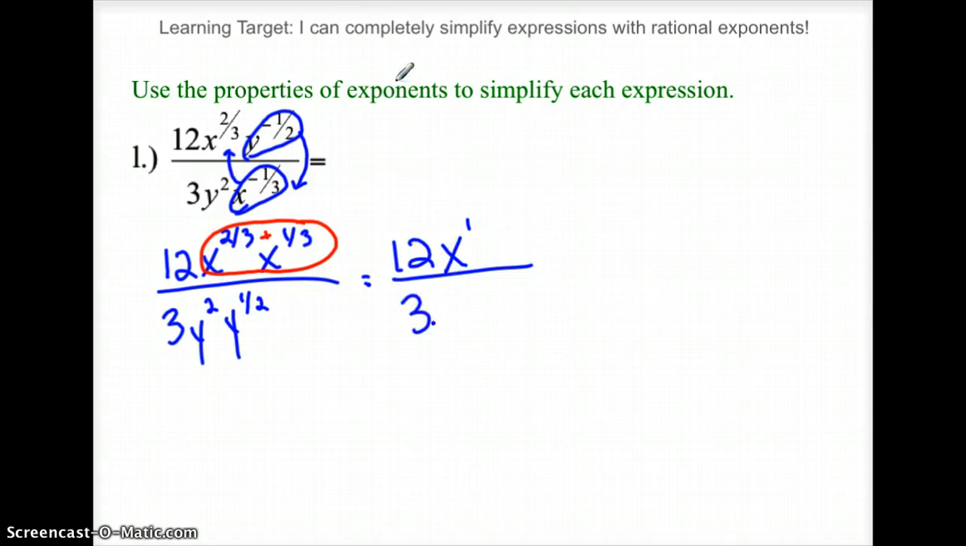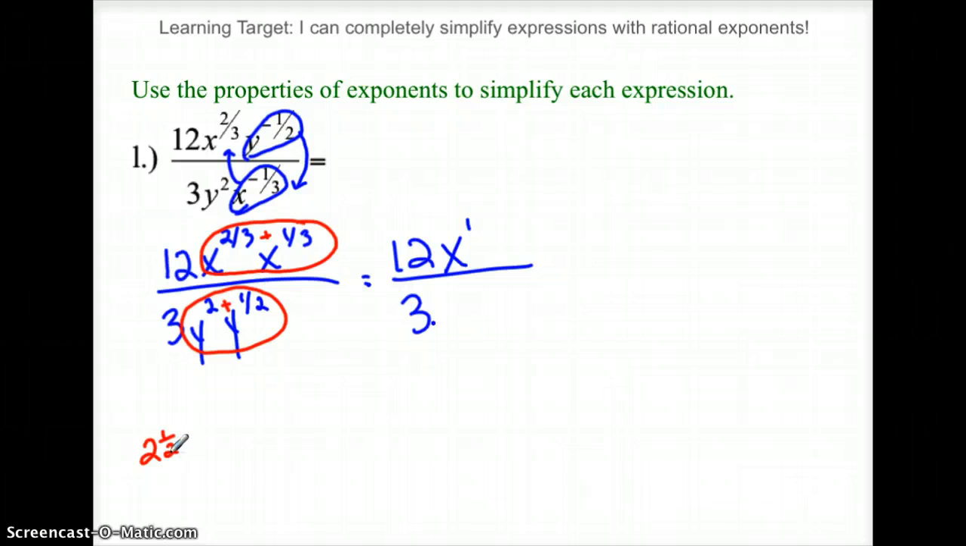In the denominator, I've got that 3 that's going to stay, but I've got the same thing. I've got these y's that I need to combine, and I'm going to add those exponents as well. 2 plus 1/2. Well, let me do a side note. 2 plus 1/2 would be 2.5, but remember, exponents were not allowed to give decimals. That's not proper. So we need to convert this.